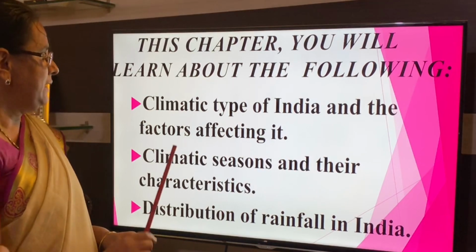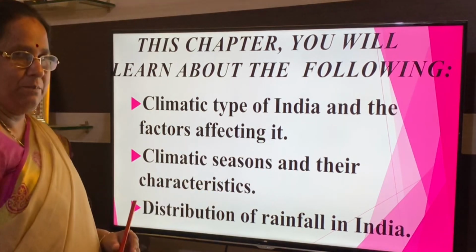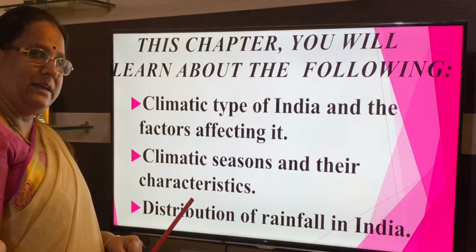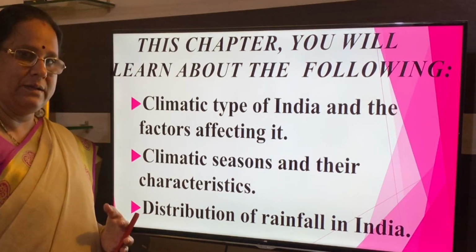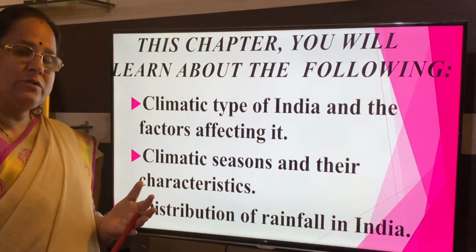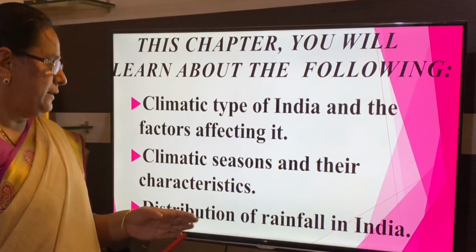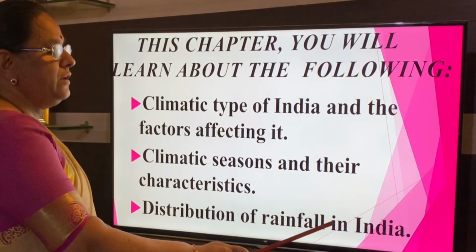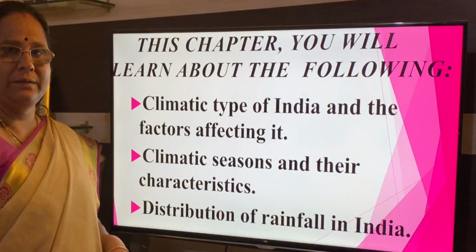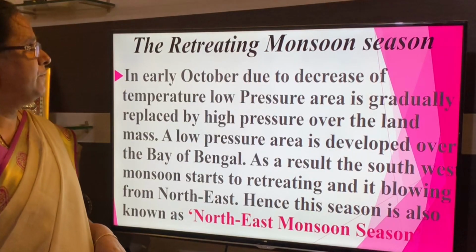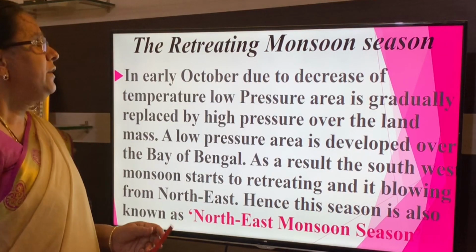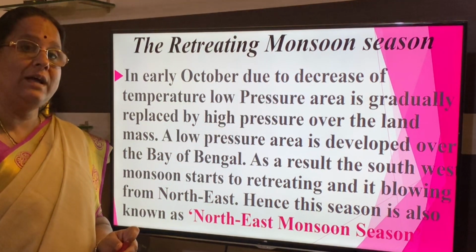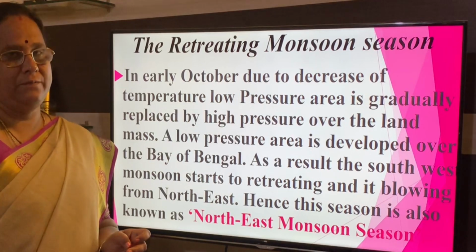So you remember that the climatic types of India we have completed, factors also we have completed, climatic seasons and their characteristics. 3 seasons we have learnt about. Now we are going to learn about the last season, and with that, the distribution of rainfall in India. Now before learning about the retreating monsoon season, first we will revise what we have learned in the previous session.